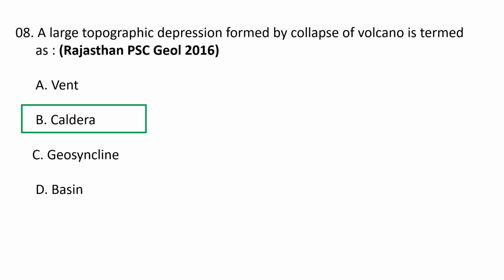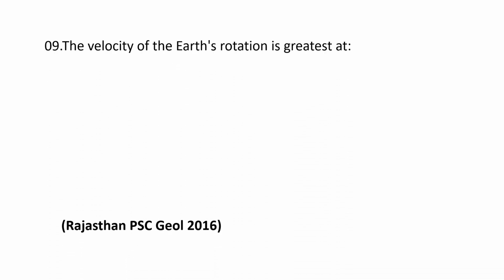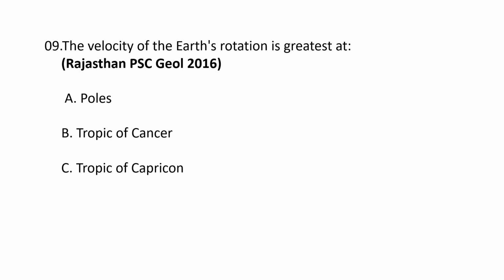So a large topographic depression formed by the collapse of a volcano is termed as a caldera. Next question. The velocity of the Earth's rotation is greatest at A. Poles, B. Tropic of Cancer, C. Tropic of Capricorn, and D. Equator. The velocity of the Earth's rotation is greatest at the equator. At the equator, where the rotational speed is highest, the centrifugal force is at its maximum. So D. Equator is the correct option.